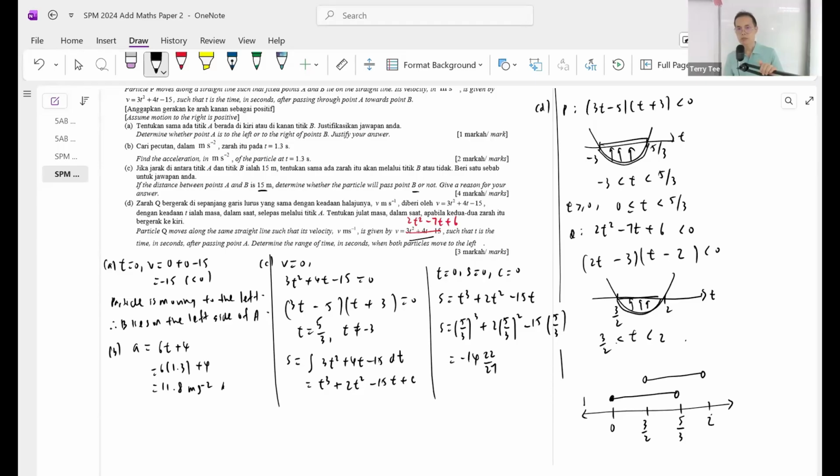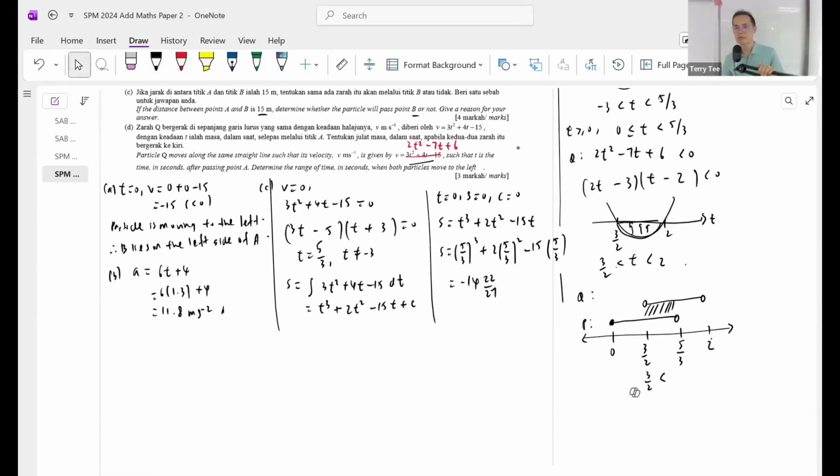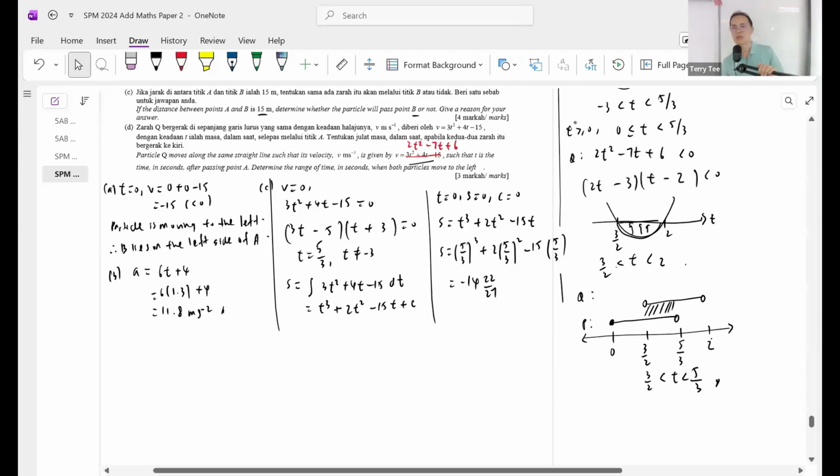So you want to find the range of values where both are moving to the left. Particle P is moving to the left here. Particle Q is moving to the left here. Right? So the region where both of them are moving to the left will be this, between 3 over 2 and 5 over 3. Yeah, so there you go. That's the range of values of t.